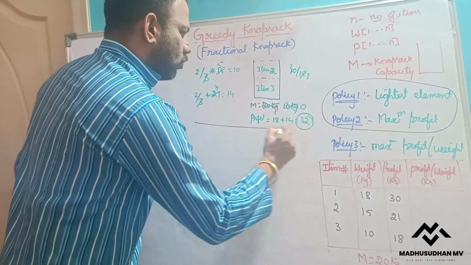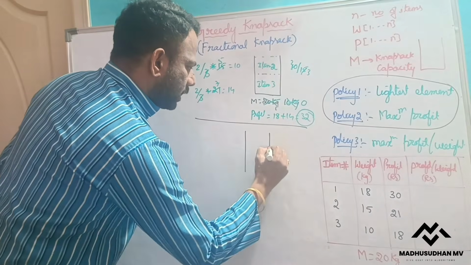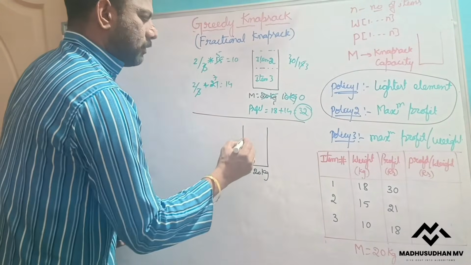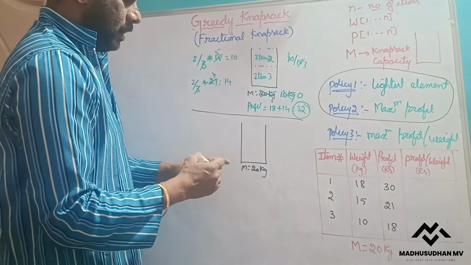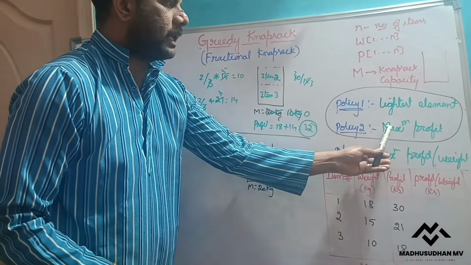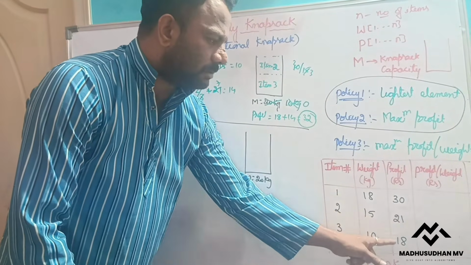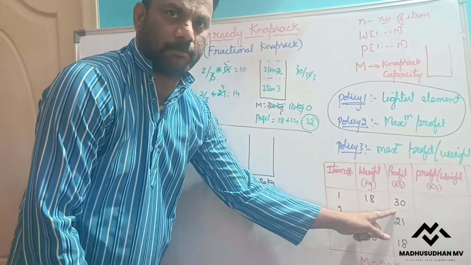Now let us apply policy 2. So what does policy 2 say? Again, let us take the maximum knapsack capacity as 20 kg. Okay, the full 20 kg is remaining. Policy 2 says take the maximum profit item. Out of these 3 items, 30 is the maximum profit.